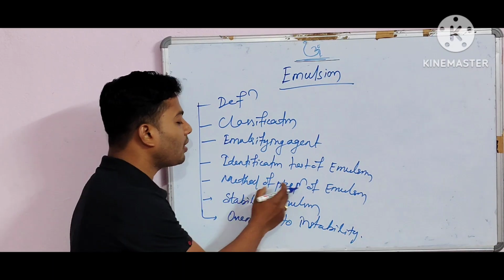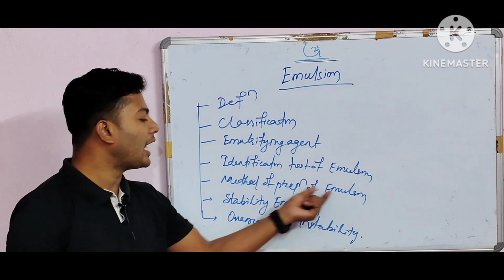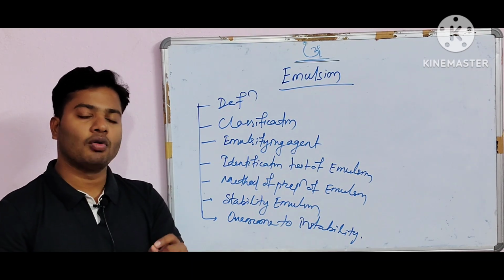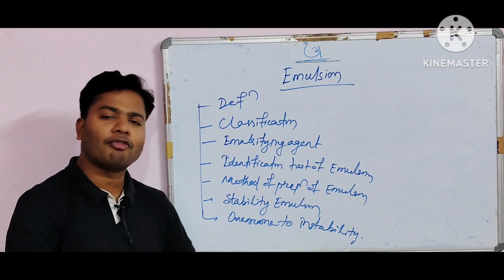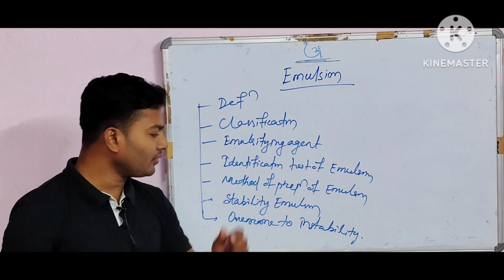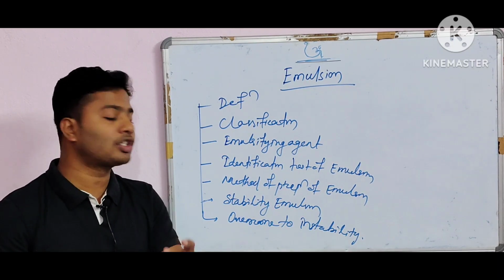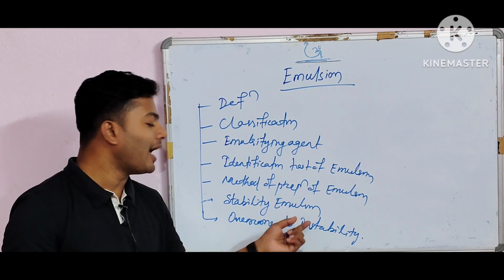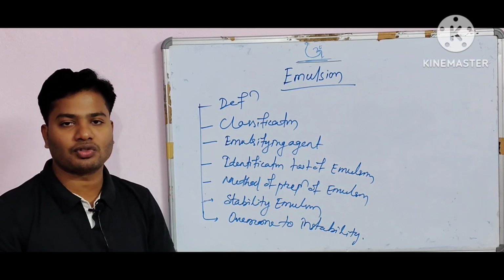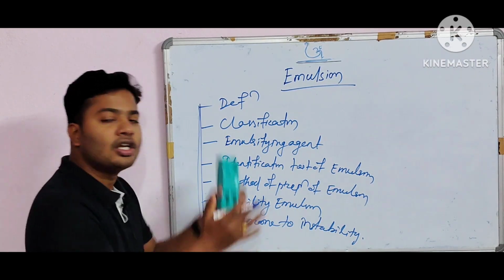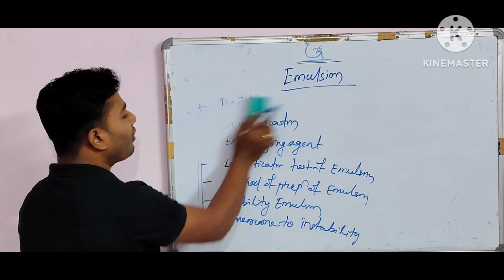Next is the methods of preparation of emulsion. That means which type of methods or which type of procedure you have to adopt for the preparation of emulsion. Next is the stability of emulsion. That means during the preparation and during the storage, which types of problems affect the stability of emulsion, and if the emulsion is unstable, how to overcome such problems. So in this chapter I will discuss these parameters. First is the definition part, so I will discuss the definition of emulsion.